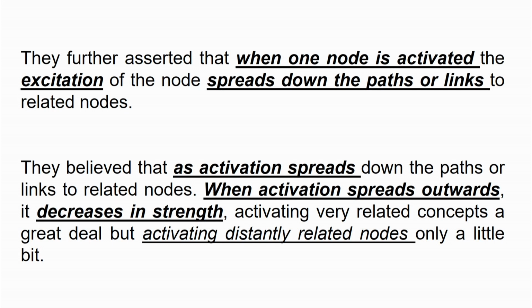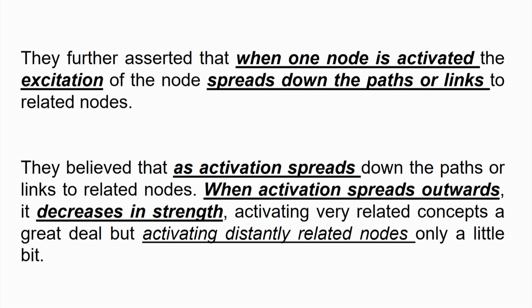In this particular model, it was further said that when one node is activated, the excitation of the node spreads down a path or links of related nodes. This is similar to the concept of spreading activation. What this concept says is that as soon as a node is activated, as soon as some energy is provided to a node, this energy spreads not only through this node but through all connected nodes and links. So, if I am activating the animal node, the energy will spread down to all kinds of animals which are there.